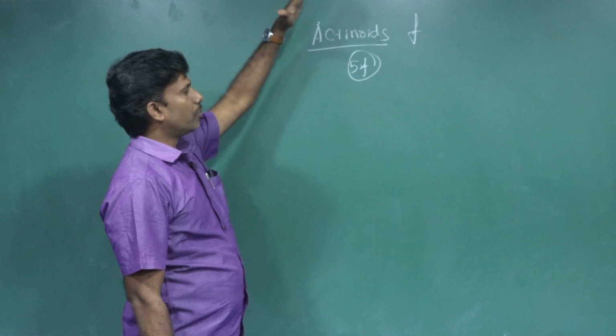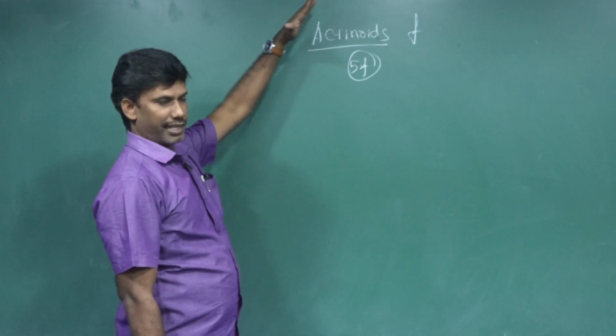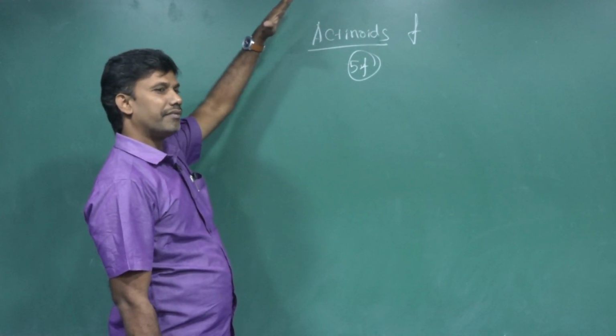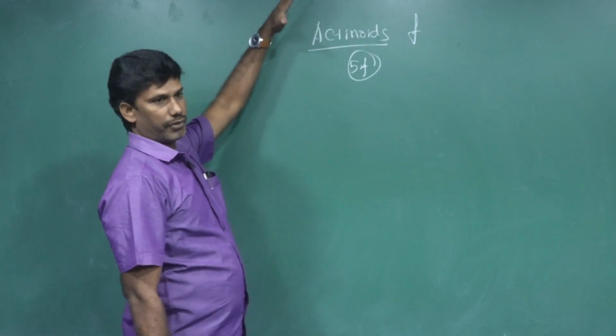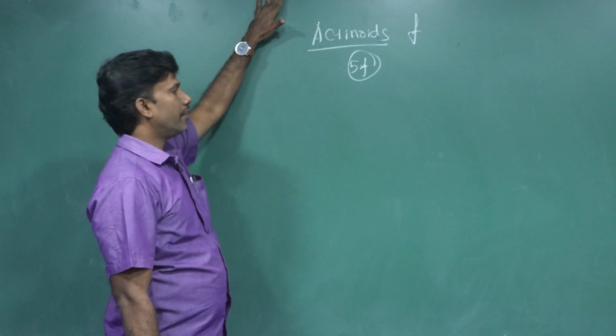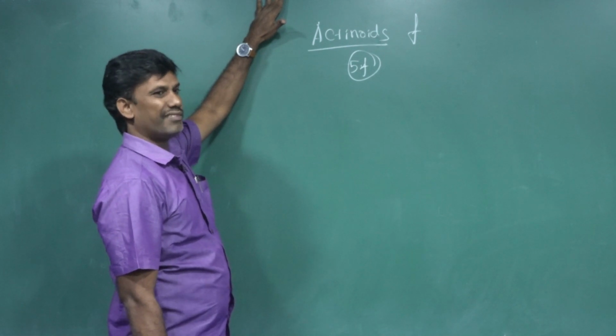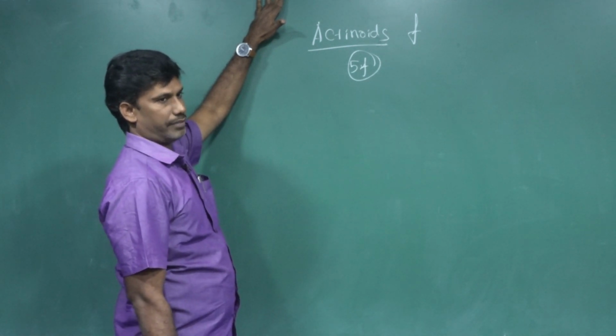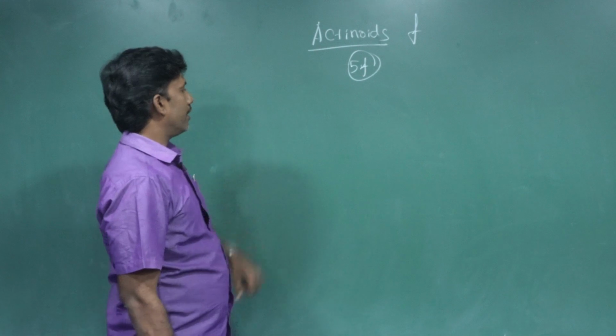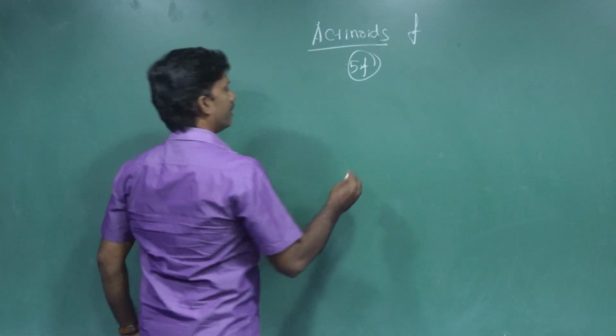You may find thorium and uranium in monazite sand. A little bit of neptunium is also there in monazite sand. The rest of them are all man-made, artificial radioactive elements. Okay, then let us move on to the electronic configuration.